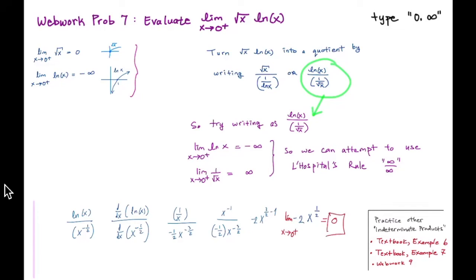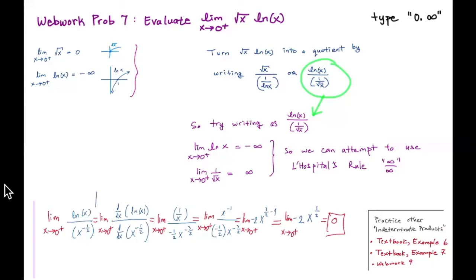And now I write down all of the limit from the beginning. And the part where we will use L'Hopital's rule is this first equality. And you can practice similar questions over here.